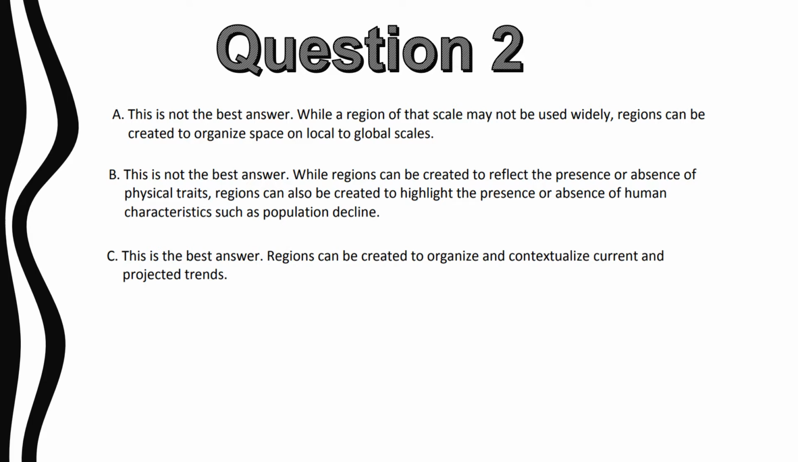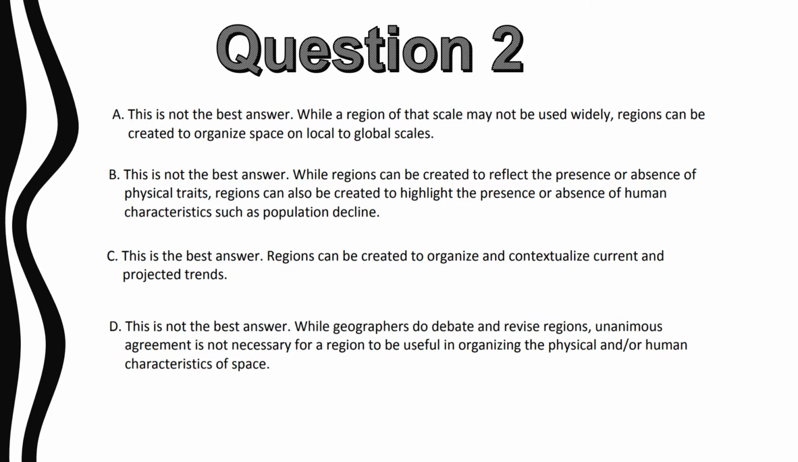C was the best answer, and C had said that yes, regions can be created within Eastern Europe to reflect current contexts and projections. So regions can be created to organize and contextualize current and projected trends. D had said, yes, regions can be created within Eastern Europe, but only if the geographers unanimously agree on boundary lines. We have learned in here that geographers do not have to agree. While geographers do debate and revise regions, unanimous agreement is not necessary for a region to be useful in organizing the physical or human characteristics of space, right?